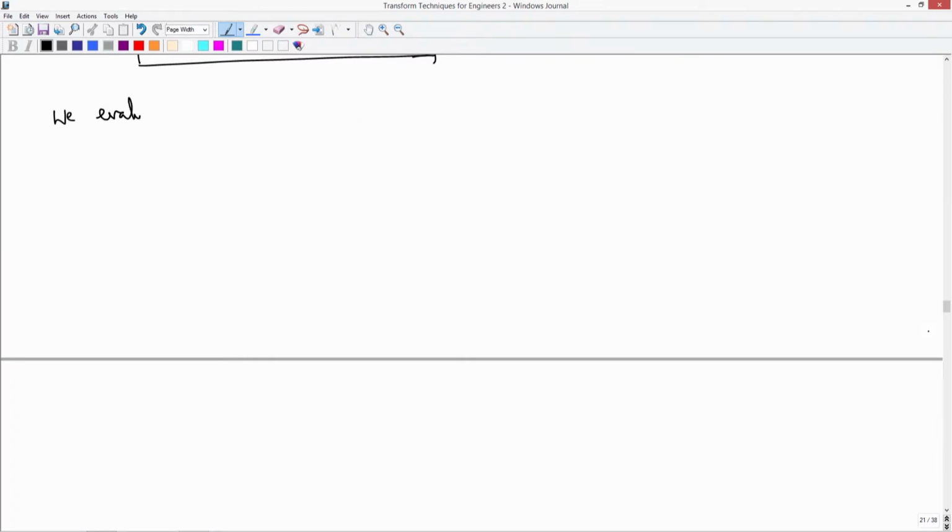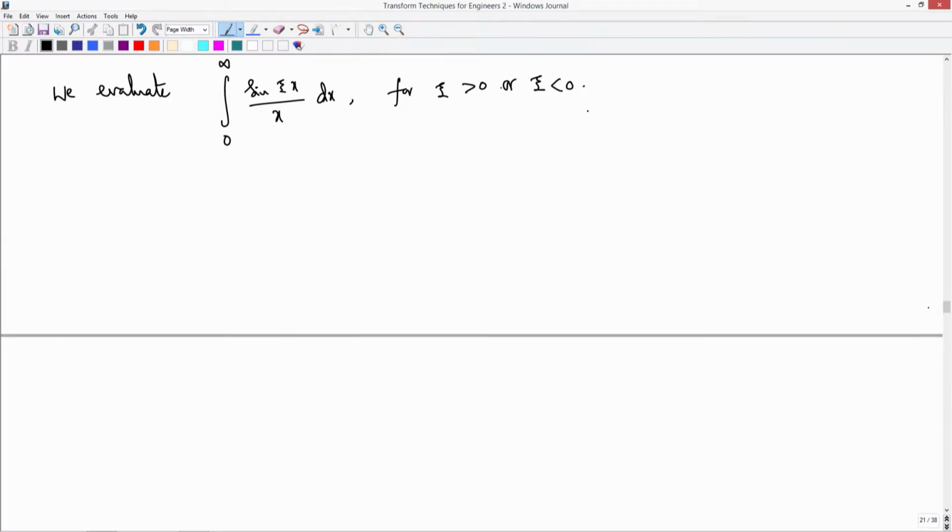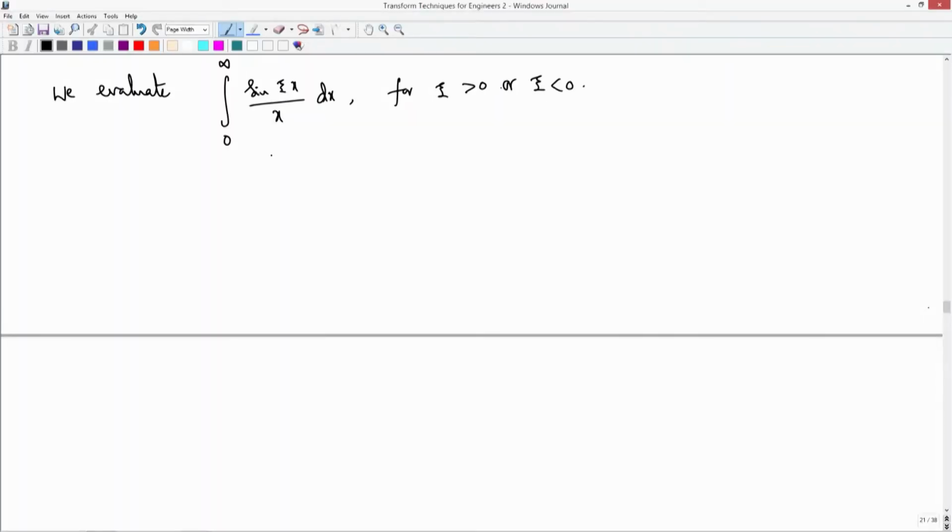We evaluate this integral, sin xi x by x dx, okay, for xi belonging to R, for different xi positive or negative. So, we will try to show this one. What I do is, to do this, not only do we have the full Fourier transform of a function, but if the function is defined only for positive values, for example this function sin xi x by x, once you fix your xi, x is defined between 0 to infinity. So, this is defined on only one side, 0 to infinity. So, you can use either the cosine transform or the sine transform for this function.